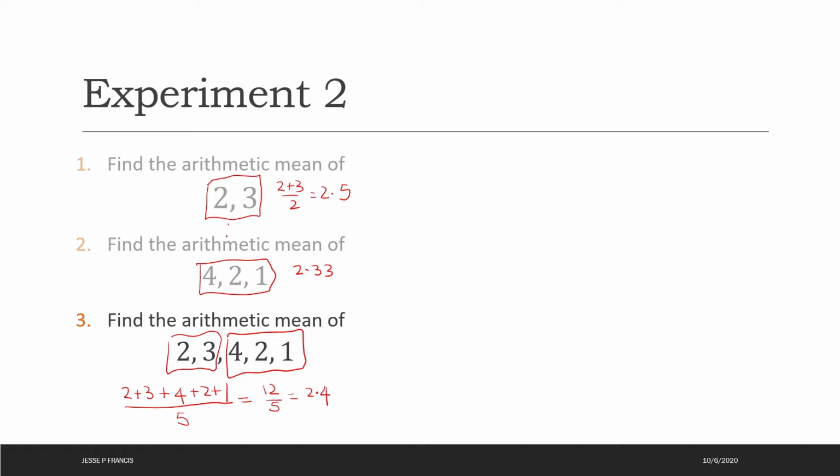But since we are mixing up these two distributions, would the arithmetic mean of this bigger distribution be equal to the arithmetic mean of these two arithmetic means? Let's try. The mean of 2.5 and 2.33 is, divided by 2, equal to 2.4166. Oh, the 6 is never ending. So the arithmetic mean of the combined distribution is not equal to the arithmetic mean of means.